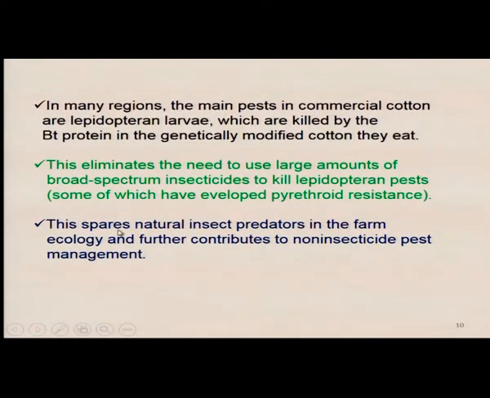So the one option is to spray insecticides, which are basically pyrethroids in composition. Many of the larvae, or the moths, have actually evolved resistance to the pyrethroid insecticides. So developing a GM cotton where the toxin is produced, so that when the larvae eat it, it dies, was actually a very big breakthrough in the transgene field. So this spares the natural insect predators in farm ecology and further contributes to non-insecticide pest management.